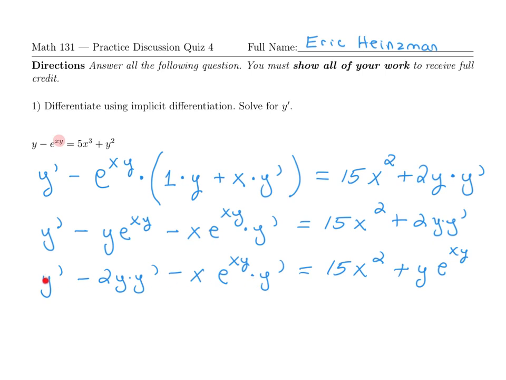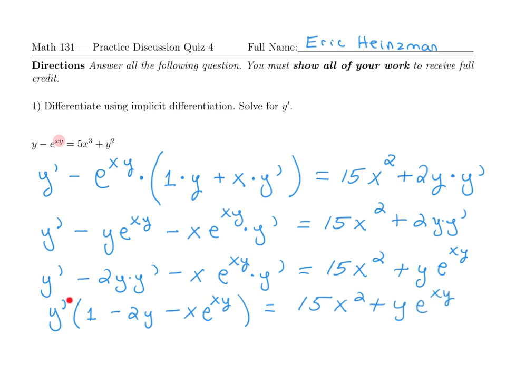All right, here, each term has a y prime. I'm going to factor it out. I'll have 1 minus 2y and minus x e to the xy left over. So this is y prime times (1 minus 2y minus x e to the xy). And on the other side of my equation, I still have 15x squared plus y e to the xy. The final step to solve for y prime is to divide this to the other side.